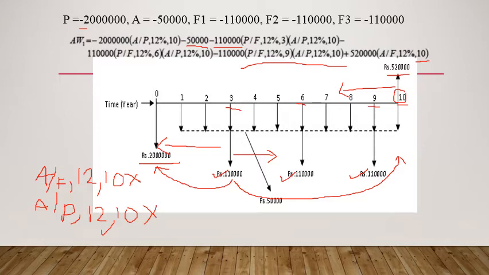So if I push it to t is equal to 0, it becomes P, and then I can use the factor A by P comma 12 comma 10. If I convert that into F by pushing it to the end, then I can use the factor A by F comma 12 comma 10. Without doing that, if I straight away use the factor A by F comma 12 comma 10 or A by P comma 12 comma 10, it is wrong. Keep that in your mind.